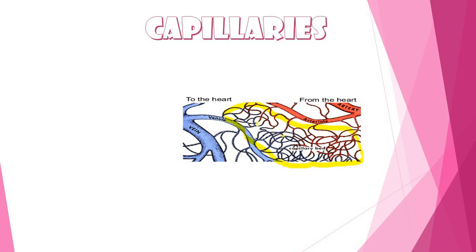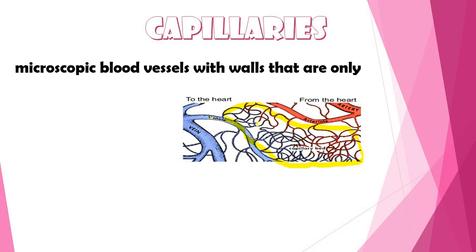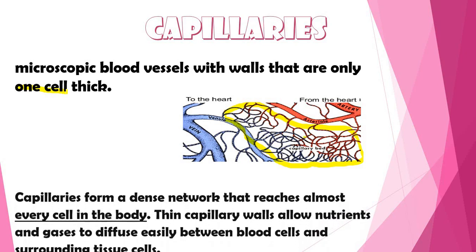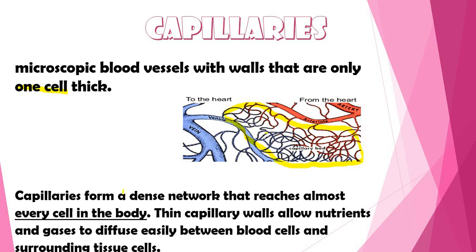They are like a very dense network that we can even describe as microscopic blood vessels because they are very thin. Their walls are almost the thickness of one cell. That's how you can imagine that they are really, really thin. Capillaries form a dense network. Why? This allows these capillaries to reach almost every cell in your body.